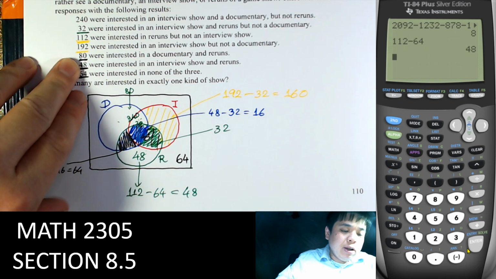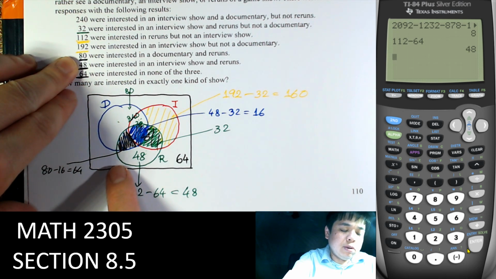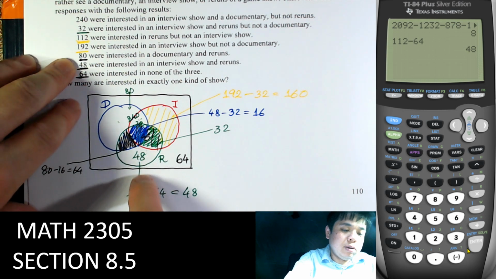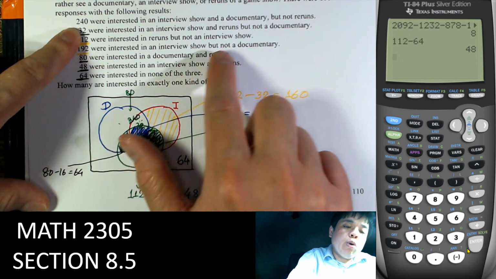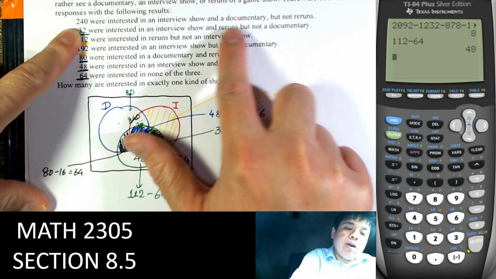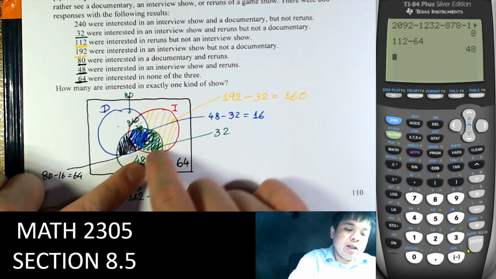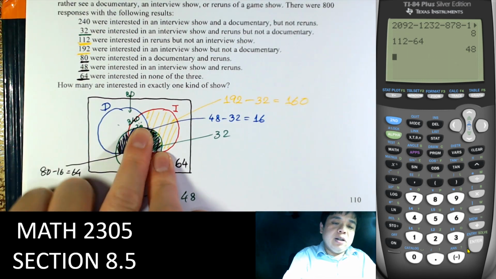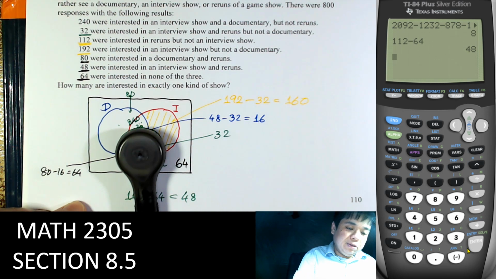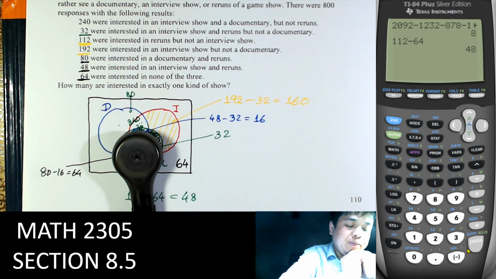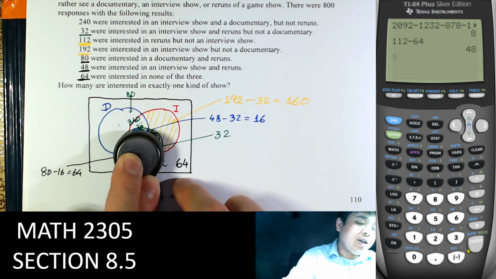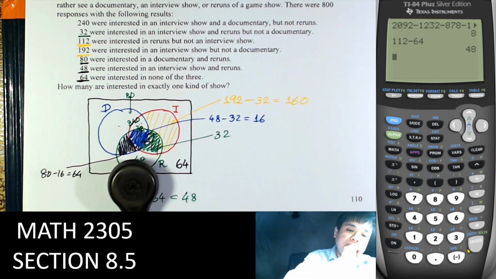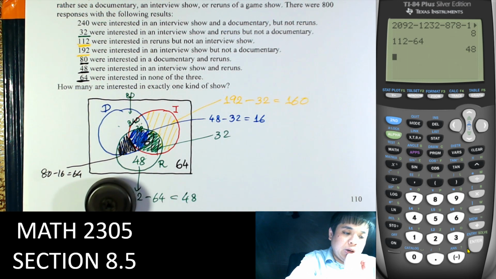Right. So the one is 16. Okay. 240 is documentary, interview show, but not rerun. So we have to take all of that out, not rerun. So that's 240 minus the 160 on this side. And we still need to have the overlapping here. So having the 64.